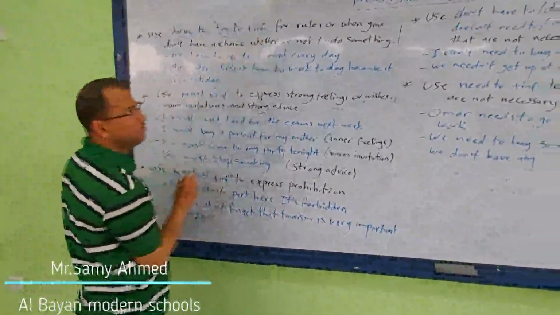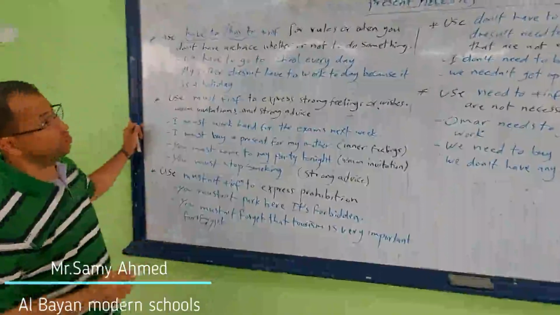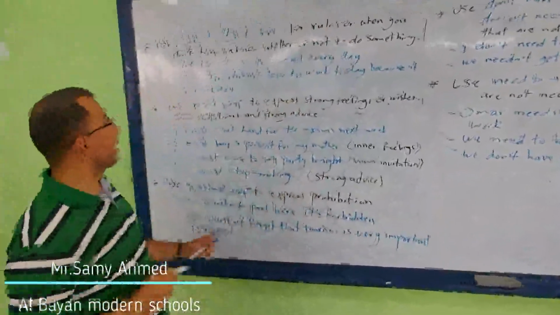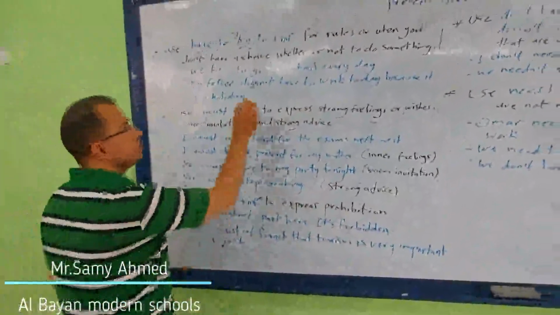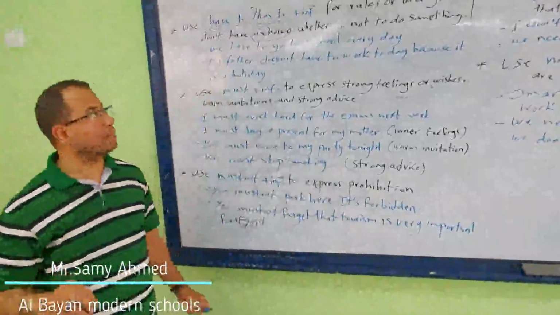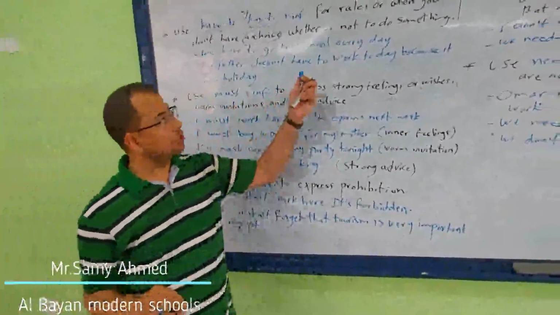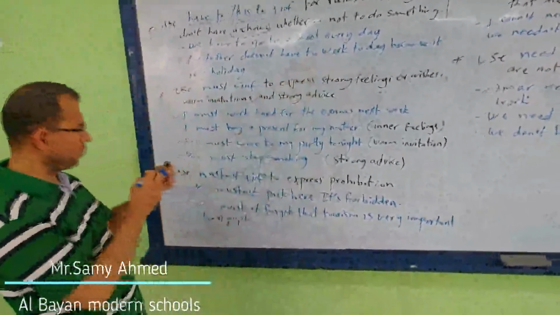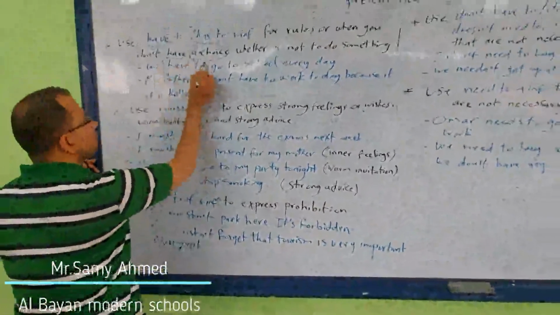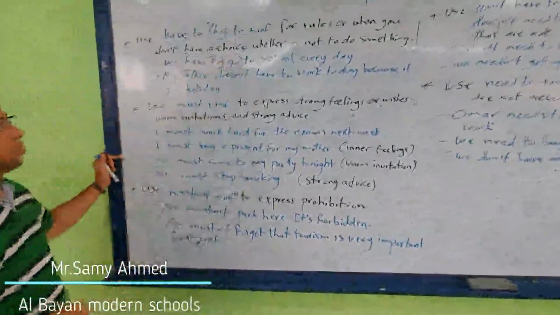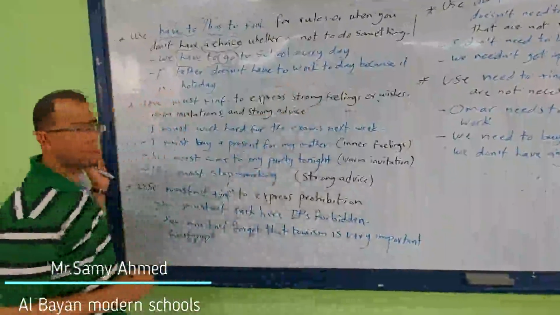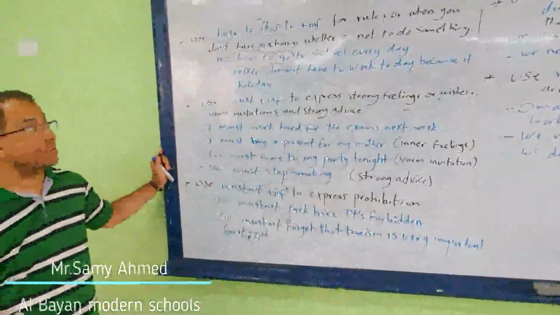To plus infinitive form. We use this expression to talk about rules, or when you don't have a choice. We do not have a choice. You are obliged to do something, whether or not to do something. For example, we have to plus infinitive, as you see. We have to go to school every day. So it's a rule, it's a must.